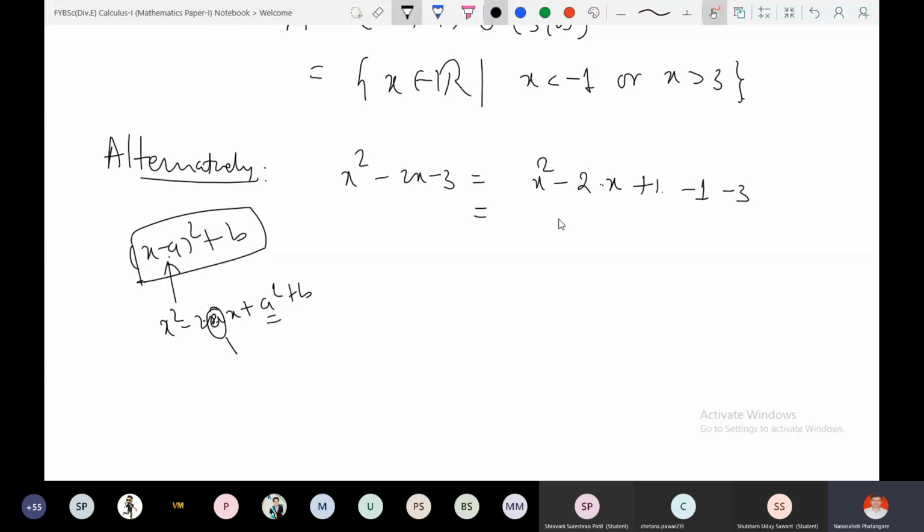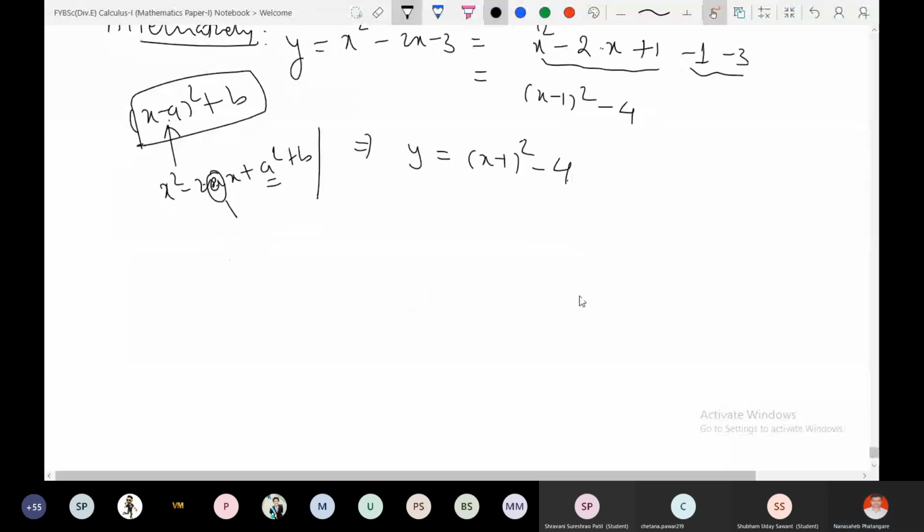So if we combine these three terms, it is (x minus 1) square, and if I combine this, this is minus 4. Right. Now, if I call this y, then y is equal to (x minus 1) square minus 4. Right. That means I can write it as y plus 4 is equal to (x minus 1) square.